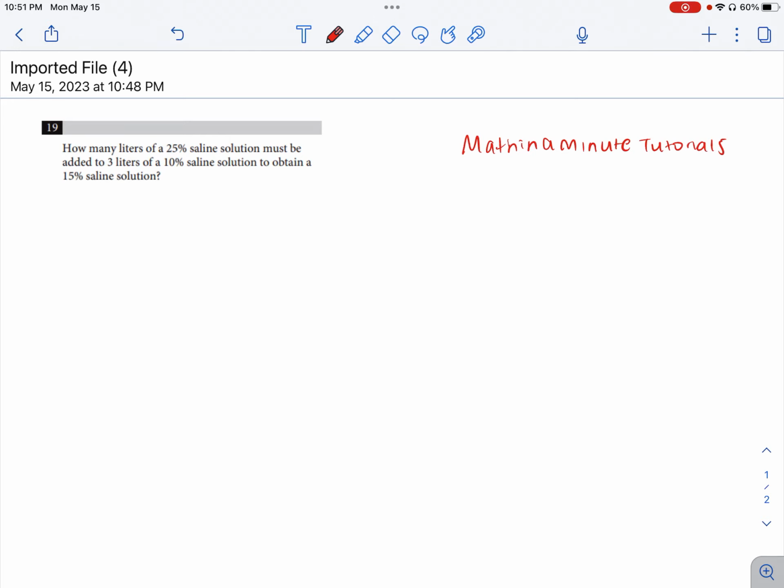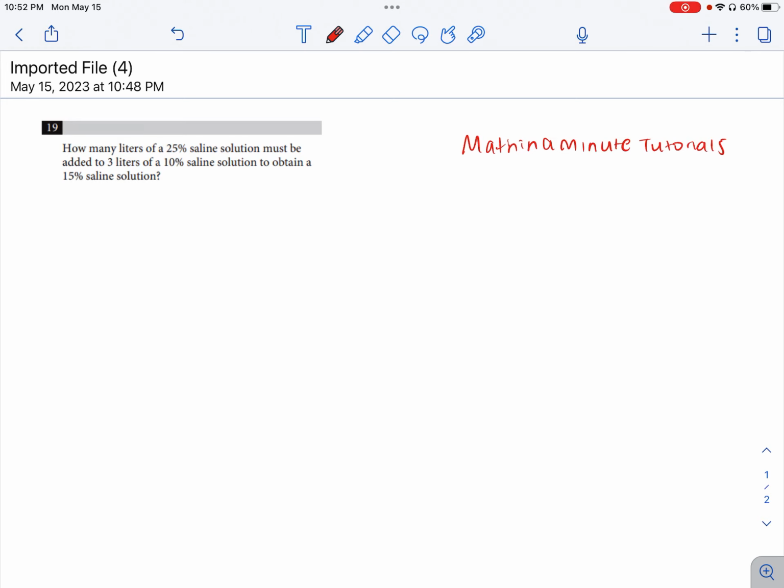How many liters of a 25% saline solution must be added to 3 liters of a 10% saline solution to obtain a 15% saline solution? That might sound like a bunch of mumbo jumbo, and it does initially, but let's break down the question and make it into what I think is the most useful tactic when dealing with SAT problems, which are extremely difficult to comprehend. So let's just make this into an equation.